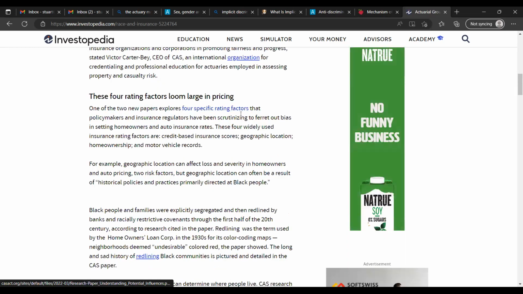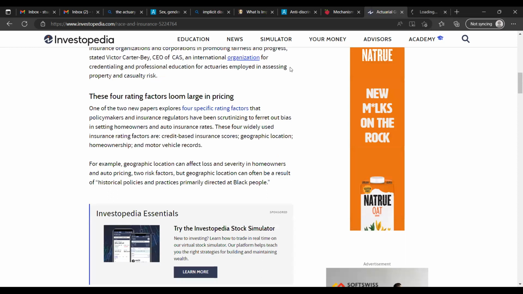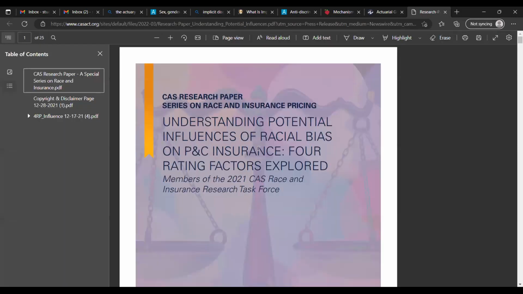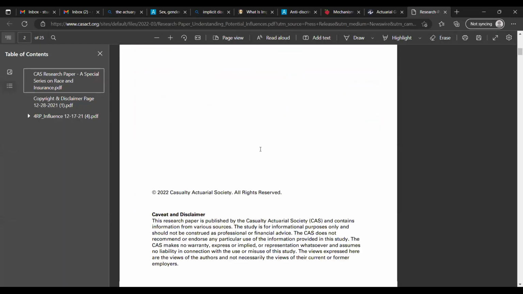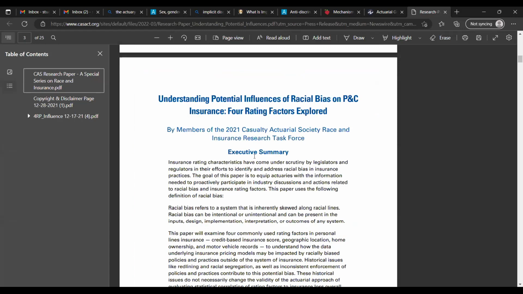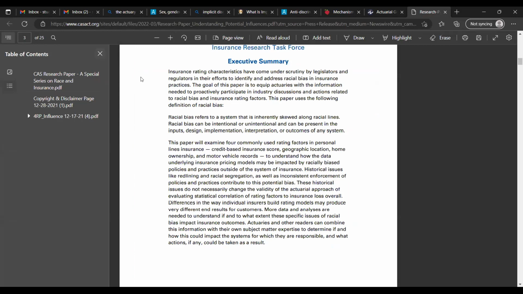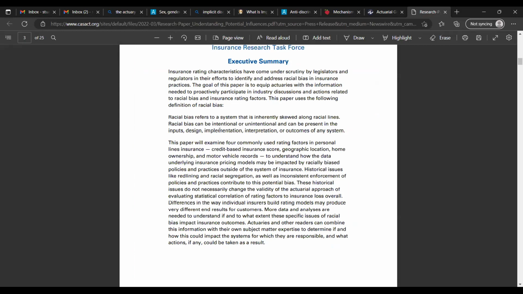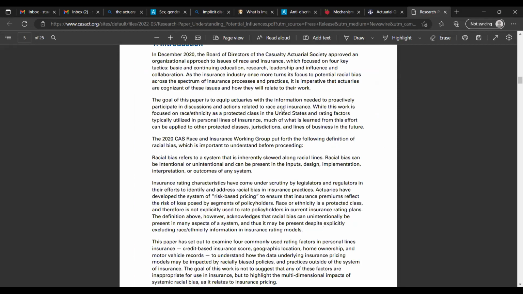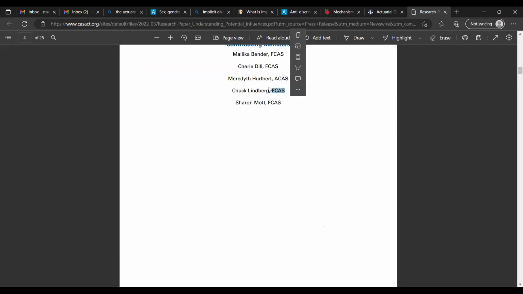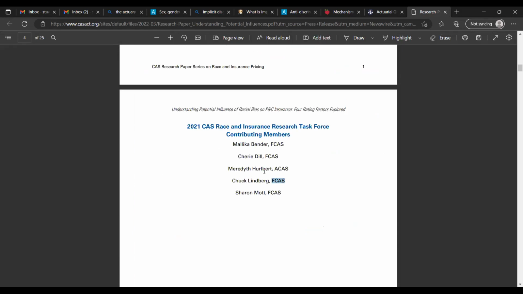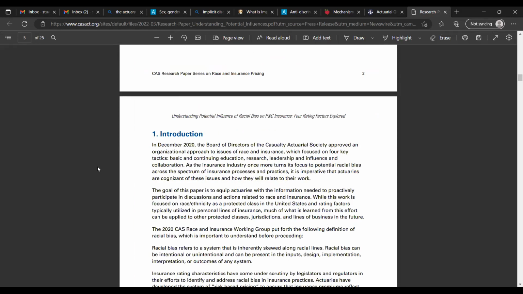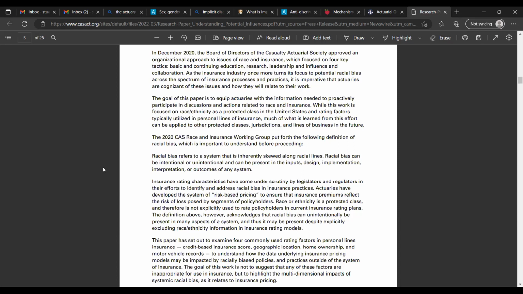More specific, yeah, so here we go. Probably geographical location would be one of them, where a society is still quite segregated. Four rating factors, and what are the four rating factors? Age might be another one, if you know certain racial groups tend to be on average younger than other racial groups. I'm pretty curious now. Oh, by the way, when you see FCAS, that means a Fellow of the Casualty Actuarial Society. So think of the UK's FIA, but Casualty Actuarial Society. So what are they?